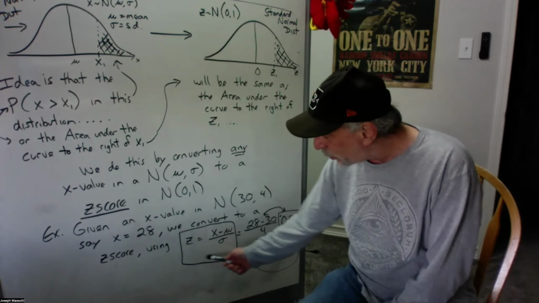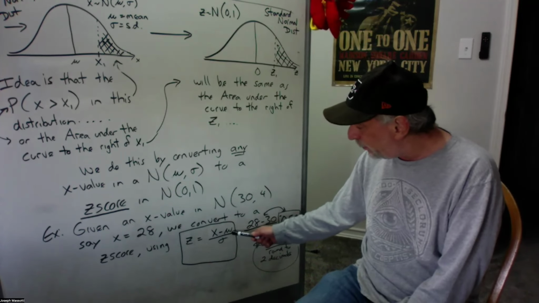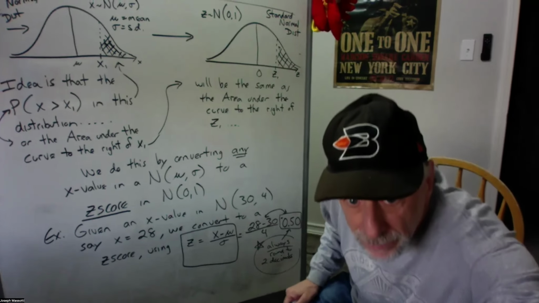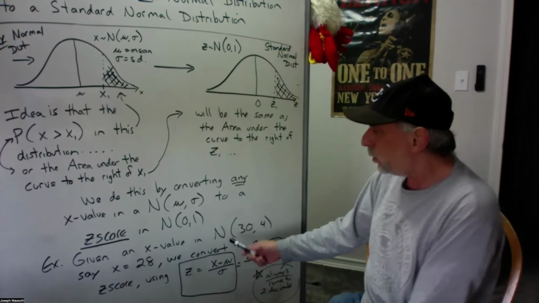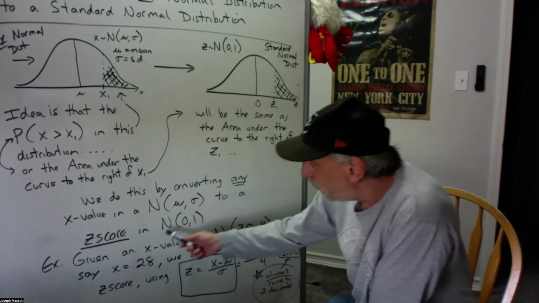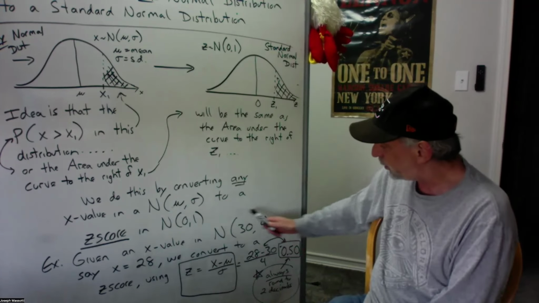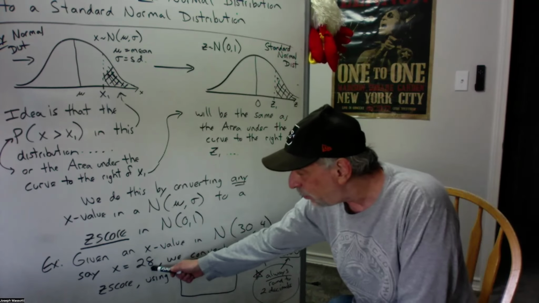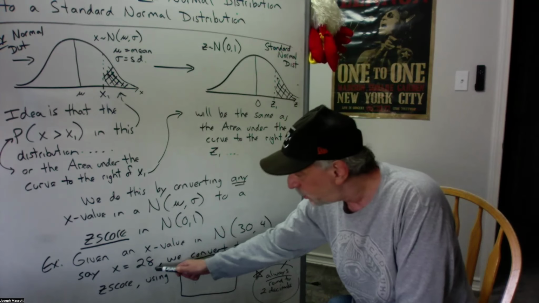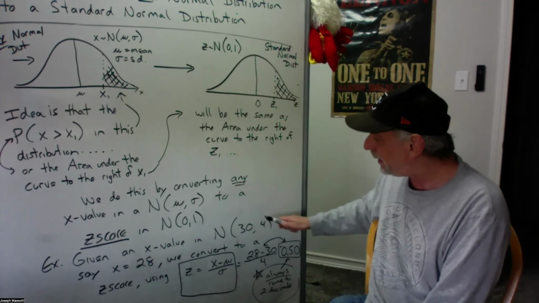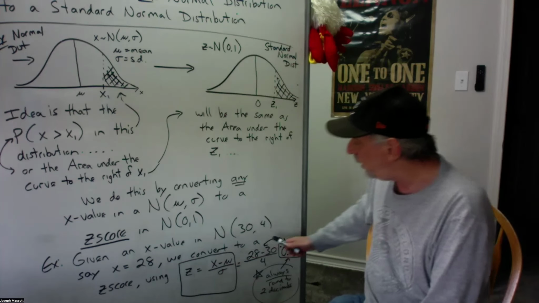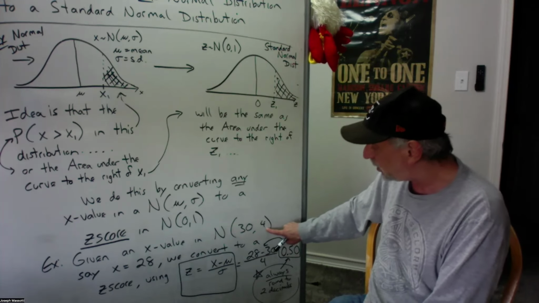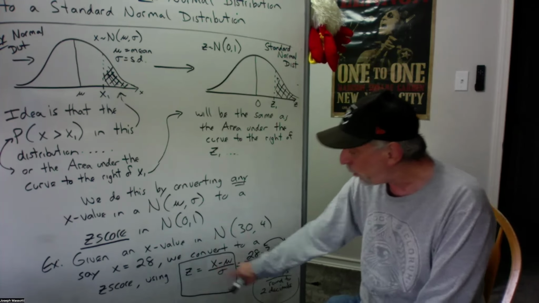This is how we standardize an x value. We subtract the mean of the original distribution and we divide by the standard deviation. Okay, so for example, let's say we're given this normal distribution and we're asked to find the z value associated with an x value of 28. So we want to know what is the appropriate z to convert to for an x value of 28 in this distribution. Well, we know the mean, we know the standard deviation, so we just use this formula.